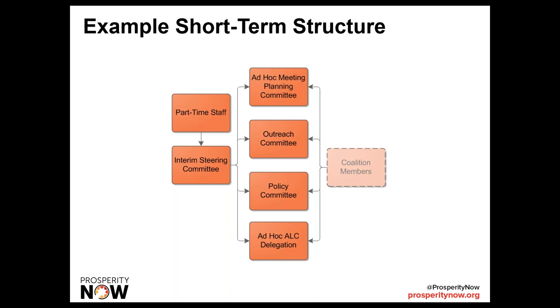They had a part-time staff person who was actually responsible for organizing all of these committees for these meetings. They were the person who was actually moving the work forward, and they dedicated a portion of their time to doing this. There was an interim volunteer steering committee of leaders across the state that came together, and they made up these outreach committees, policy committees, and, you know, delegation to the national conference. This was just a short-term structure that they needed.